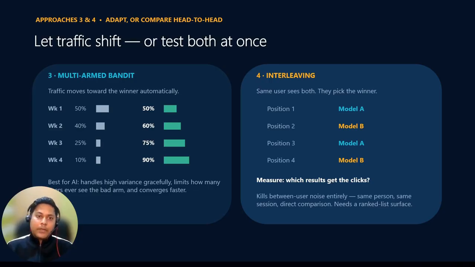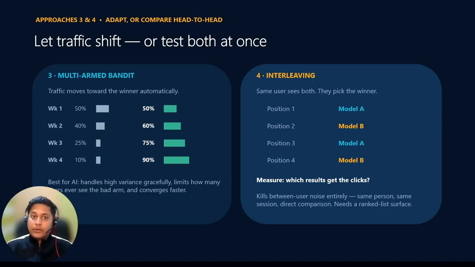Okay, so the cost is that the clean, simple "here is my p-value" story gets murkier, and some stakeholders find that uncomfortable, right? Worth it in my view, but know that going in. Okay. Approach 4 is interleaving, and this is the most elegant technique on the slide.